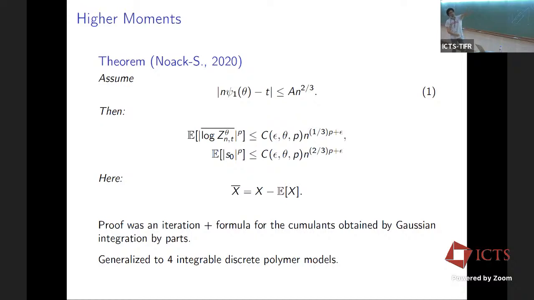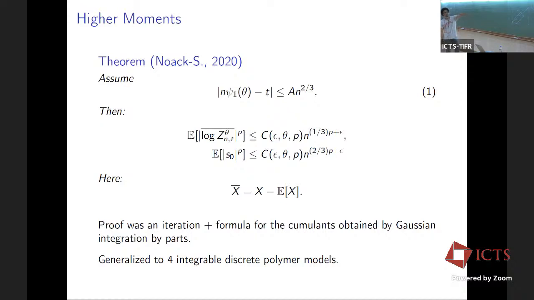Okay, here when I write x bar, I always mean the centered random variable. The proof was a fairly complicated iteration, and it exploited a formula for the cumulants of log of z and t. That's a generalization of the formula that you get in the case p is equal to 2. And we found this formula using Gaussian integration by parts, not using this more recent stuff that we'll talk about in a moment. But you see here, there's still a loss of epsilon, and we didn't really quantify what the dependence of the constants was on p and epsilon, and that would be important if you wanted to get the correct tail behavior.